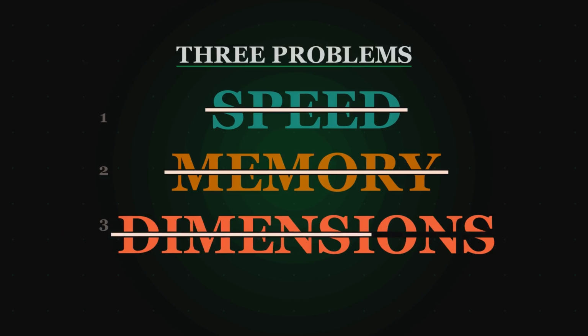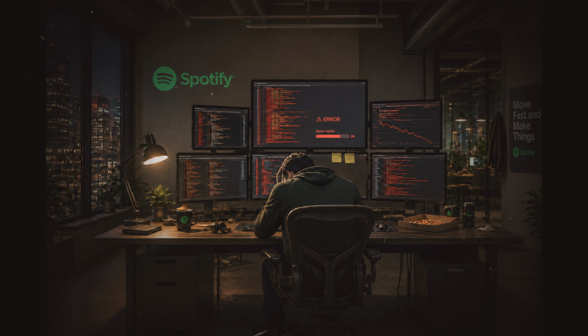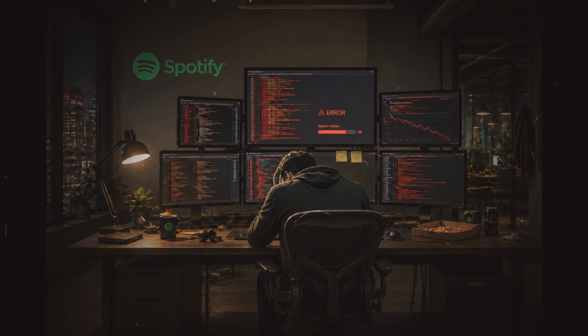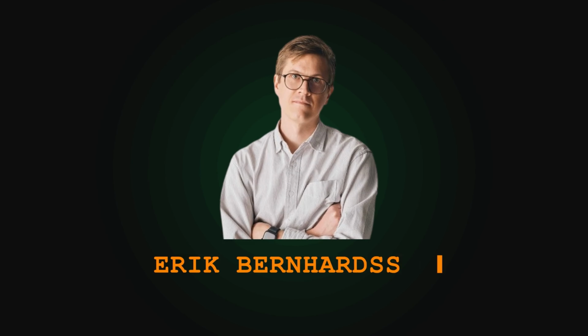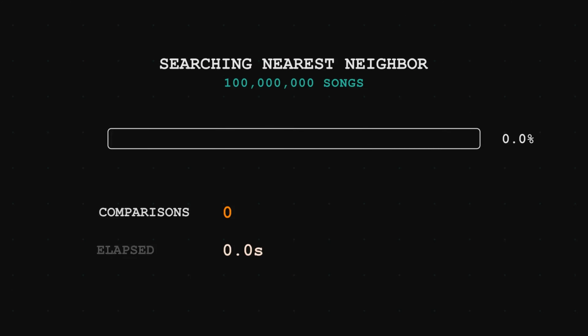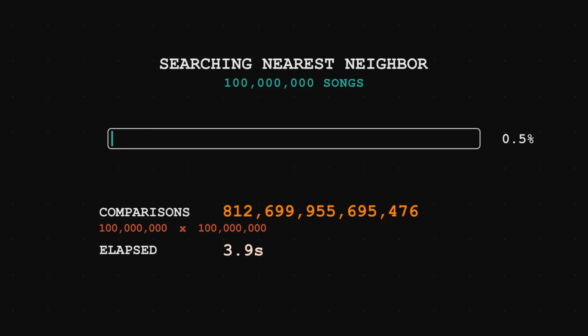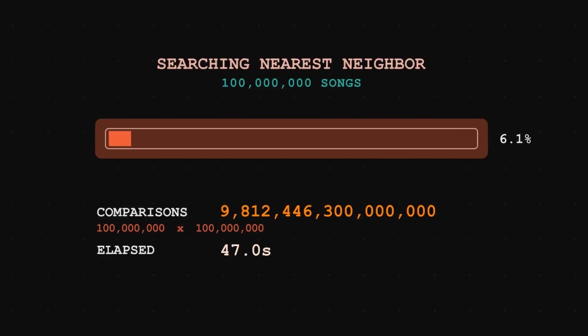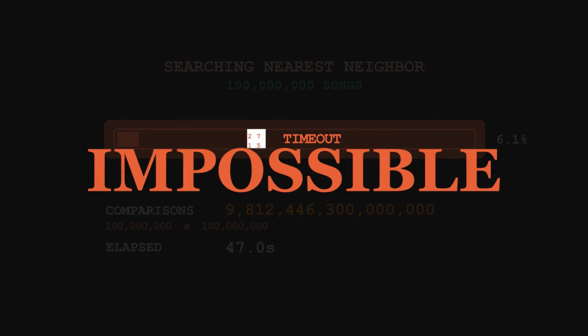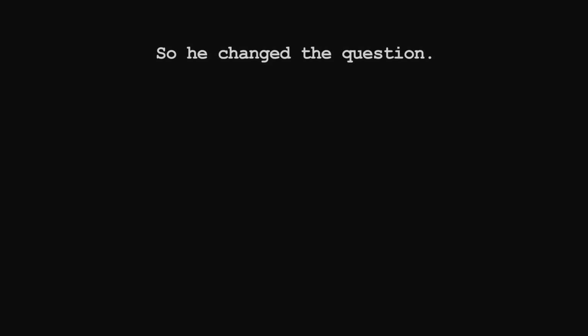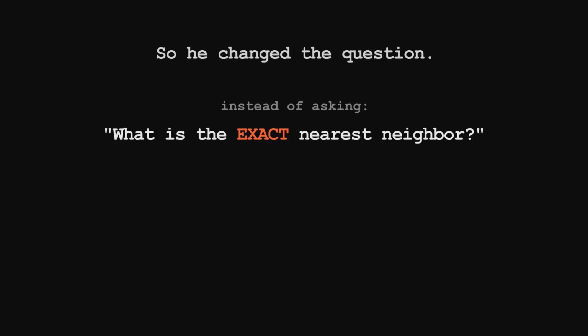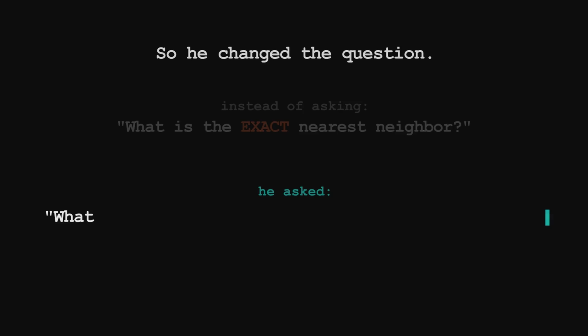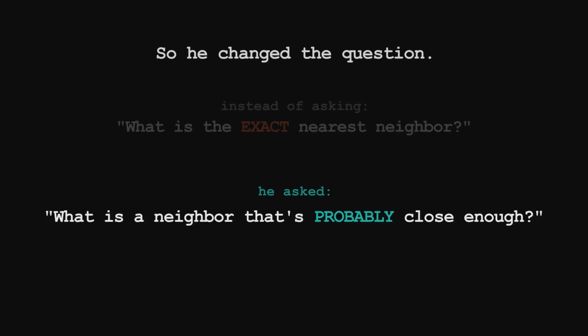Spotify ran into all 3 problems: speed, memory, dimensions. And one engineer at Spotify kept hitting the same wall over and over again. His name was Eric Bernardson. KNN was too slow at Spotify's scale. Checking every song against every other song was impossible. So he changed the question. Instead of asking, what is the exact nearest neighbor, he asked, what is a neighbor that's probably close enough? That tiny shift changed everything, because now you don't have to search the entire space.